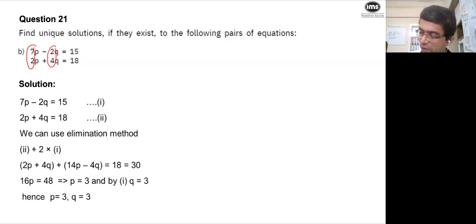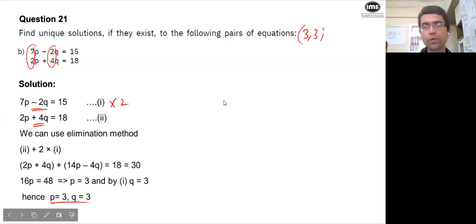And again, using the elimination method, I multiply the first one by 2 and add the two equations, because I see a minus 2q and a plus 4q here. We know how to solve this. It gives me p is equal to 3, q is equal to 3. Just solving simultaneous equations. So yes, a unique solution exists here also. There is only one point in which these two straight lines intersect.